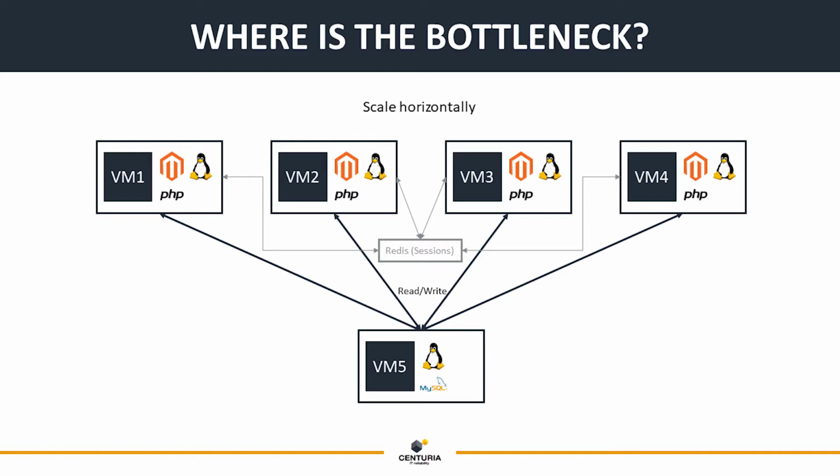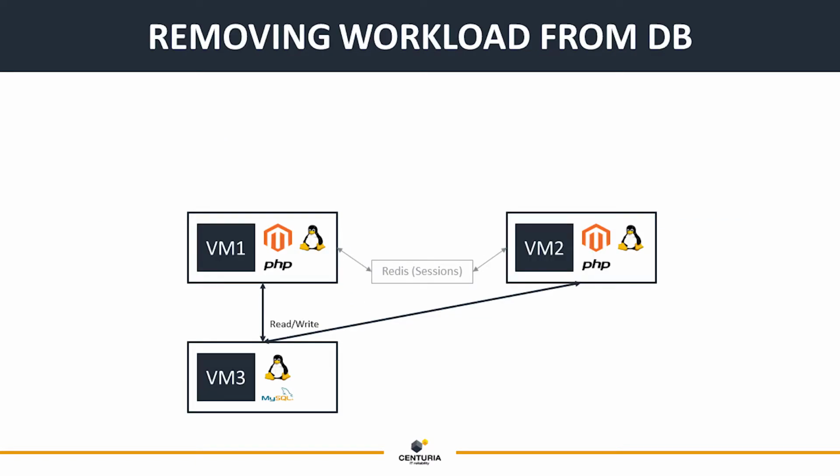But at some point, we will see that our app server is no longer the bottleneck. What will be the bottleneck? Of course, the database. How to scale the database? Let's go back to the scheme with two virtual machines for the app, just so as not to overcomplicate this.